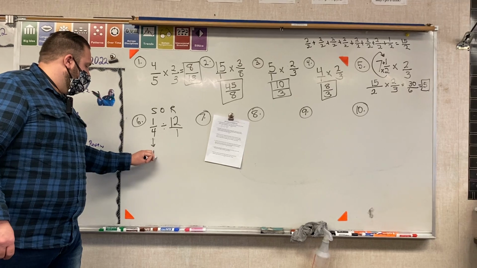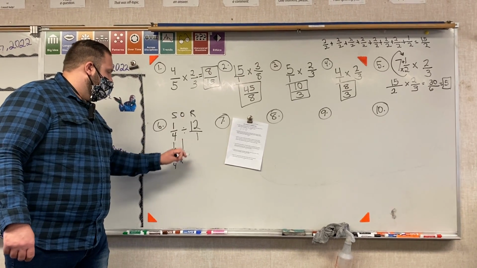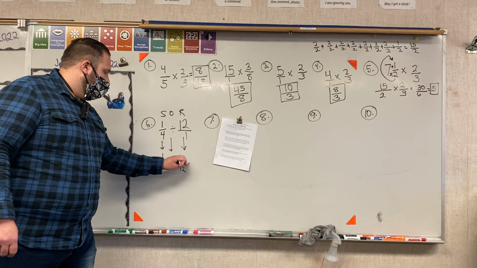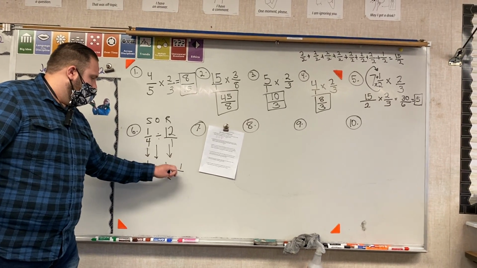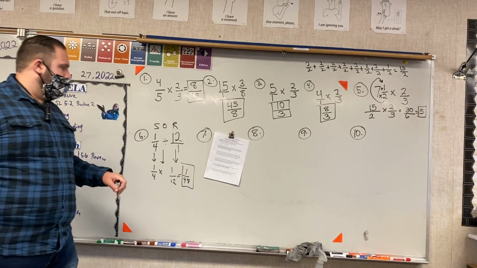1/4 stays the same. Opposite of division is multiplication. The reciprocal goes from 12 over 1 to 1 over 12. Okay? 1 times 1 is 1. 12 times 4 is 48. 1 over 48 is your final answer.